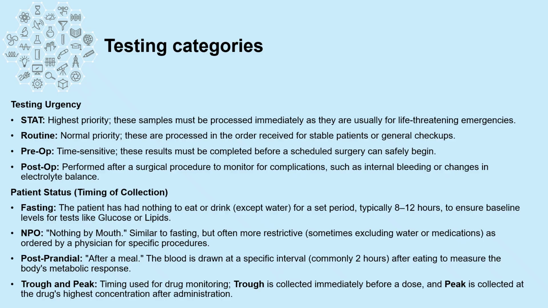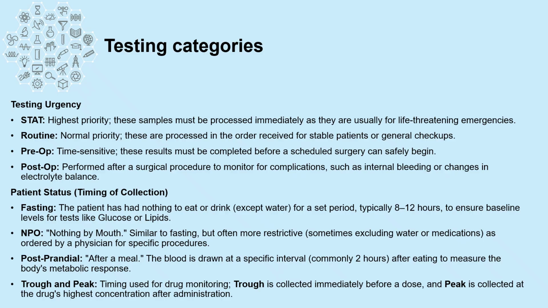NPO is nothing by mouth. So in addition to fasting, we want to make sure we don't take any medicines. A lot of times medicines can affect our blood work. So if it requires nothing, no medicine, it will list NPO or nothing by mouth. Postprandial is after a meal. So if you have a glucose tolerance test or something to screen for diabetes, that may be listed as postprandial, or after 2 hours after eating.